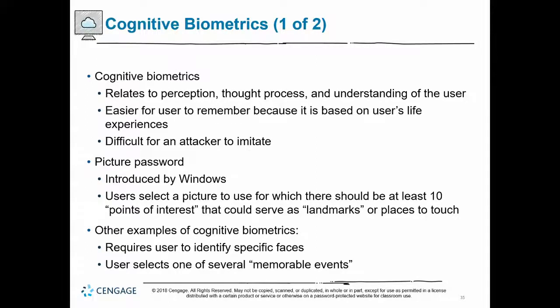So cognitive biometrics relates to the perception, thought process, and understanding of the user. It's easier for users to remember because it's based on the user's life experience, and difficult for attackers to imitate. So pretty much a cognitive biometric is something that happened in the past, I guess.